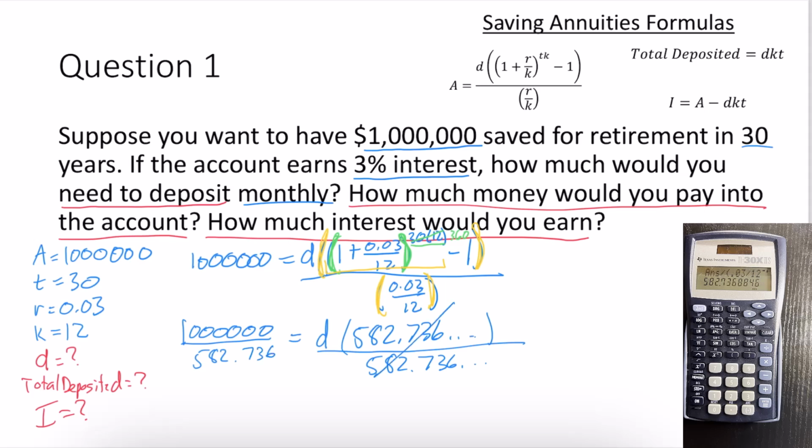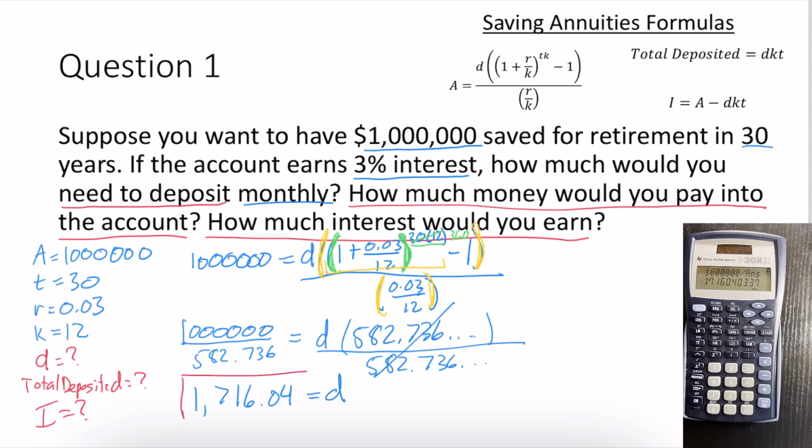And on the right-hand side, those decimals are going to cancel out. And on the left-hand side, I'll calculate it by doing 1 million divided by the answer that my calculator has stored in it. And that's going to be $1,716.04. So that's what D would equal in this case.